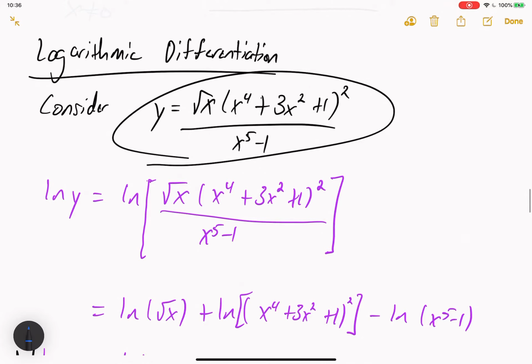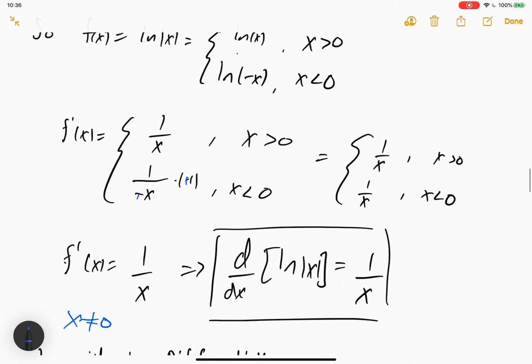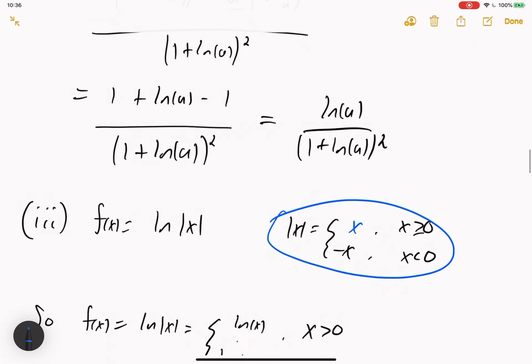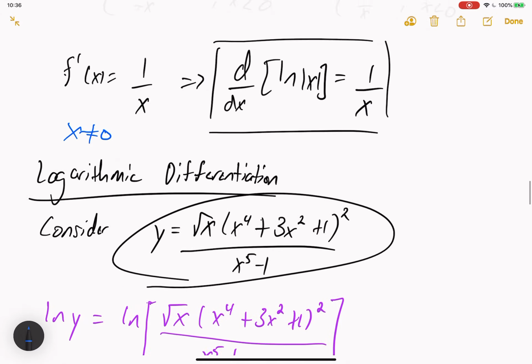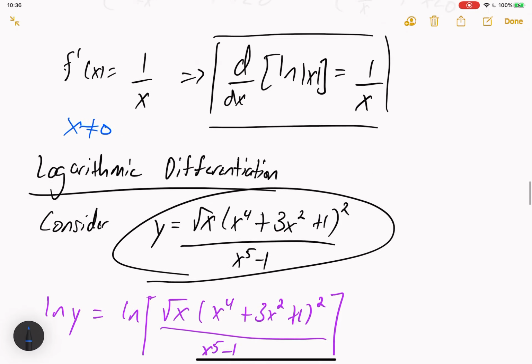So let's do logarithmic differentiation now, which is basically just taking all these ideas and making it more complicated. And it looks like I used a slightly different color, so bear with me on that.